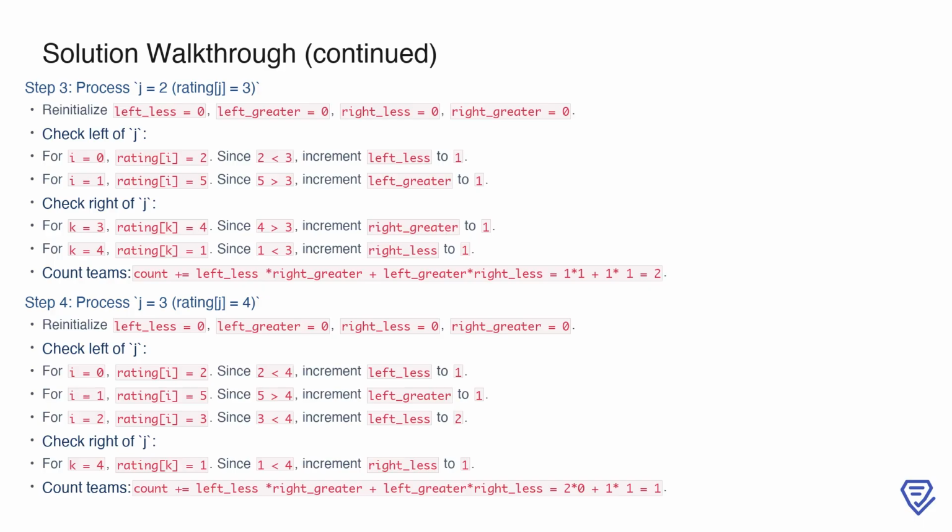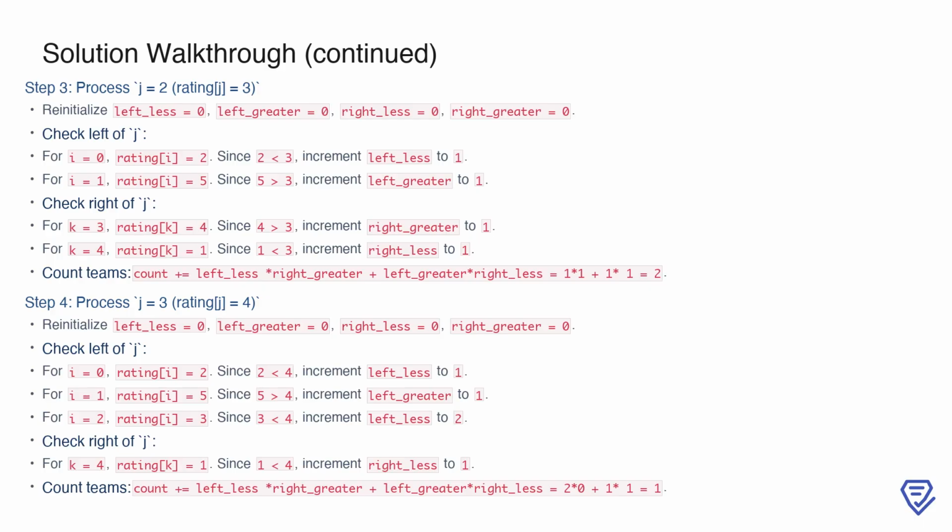Now, we consider j equals 3, where the middle element is rating[3] equals 4. As before, we reset all counters. Looking to the left, we examine rating[0] equals 2, which is less than 4, so left_less becomes 1, rating[1] equals 5, which is greater than 4, so left_greater becomes 1, and rating[2] equals 3, which is less than 4, so left_less increases to 2. On the right side, there is only one element, rating[4] equals 1, which is less than 4, so right_less becomes 1.